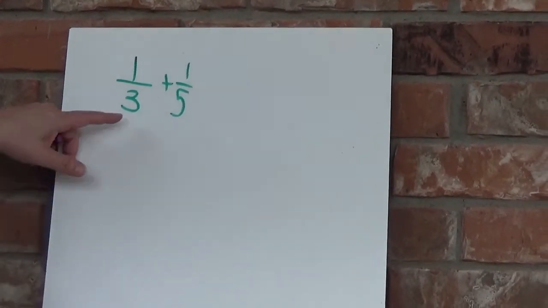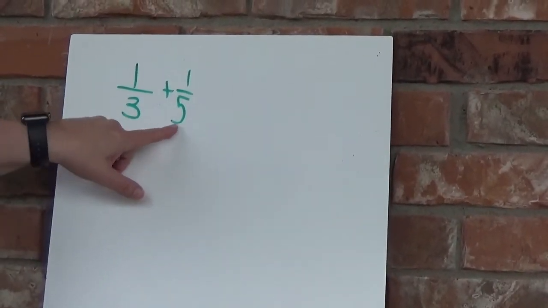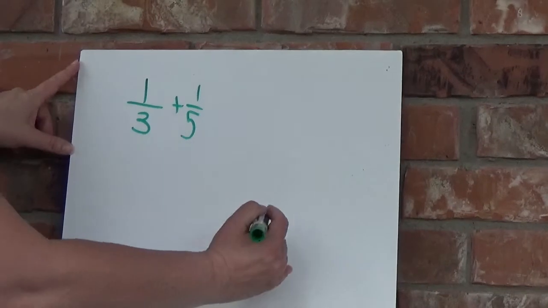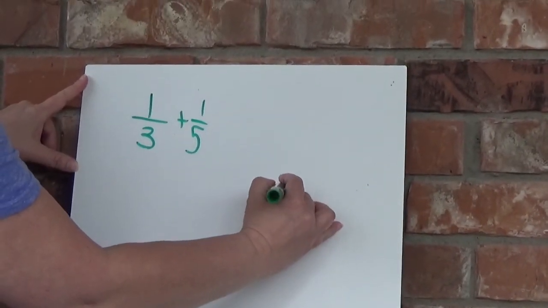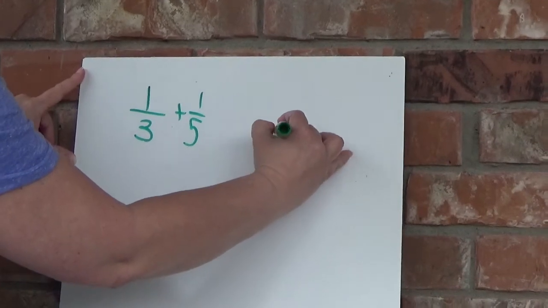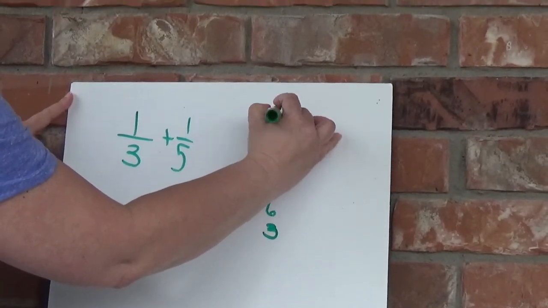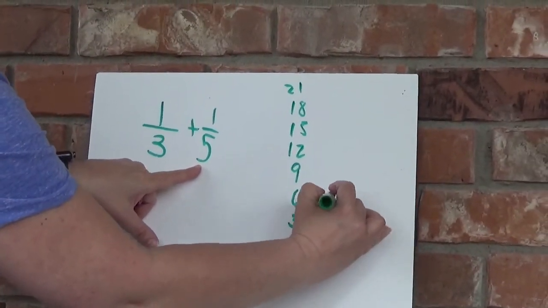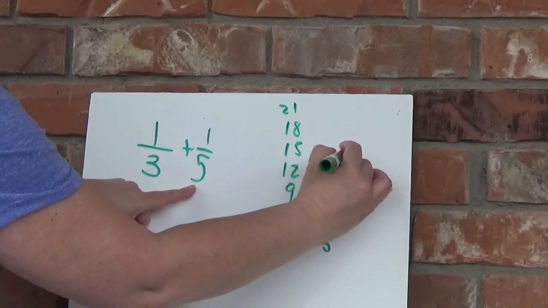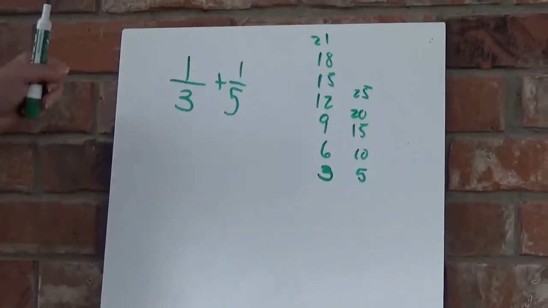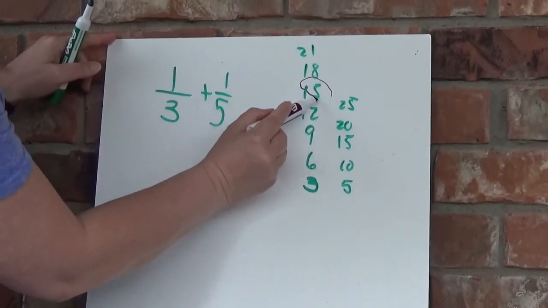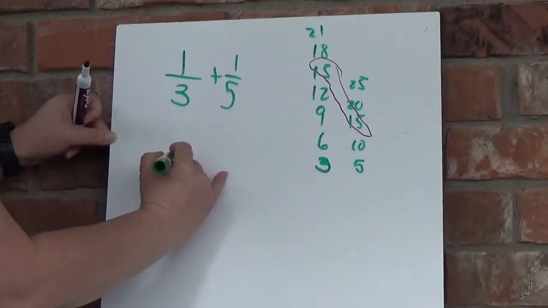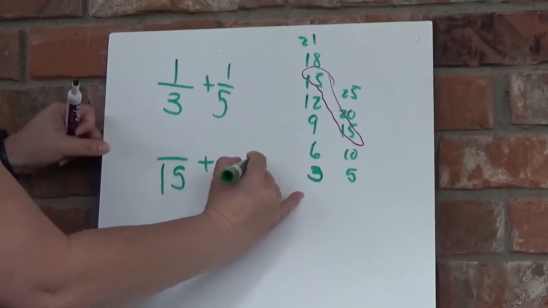So we're trying to find a multiple of 3 and a multiple of 5 that both of these numbers will fit into. When you started doing this in elementary, you built multiple towers. And a multiple tower of 3 would be 3, 6, 9, 12, 15, 18, 21. A multiple tower for 5 would be 5, 10, 15, 20, 25. And then the least common multiple would be the smallest one that they both have in common, 15. So in this case, the least common multiple would be our common denominator, 15.